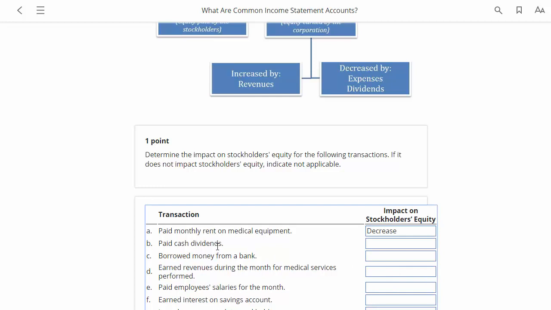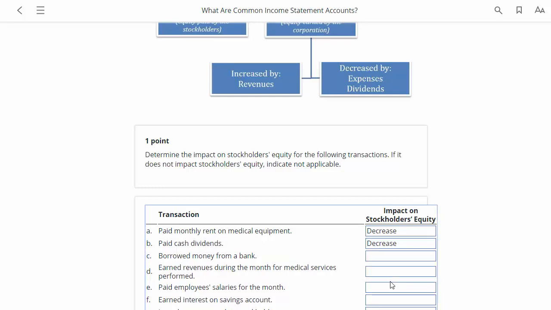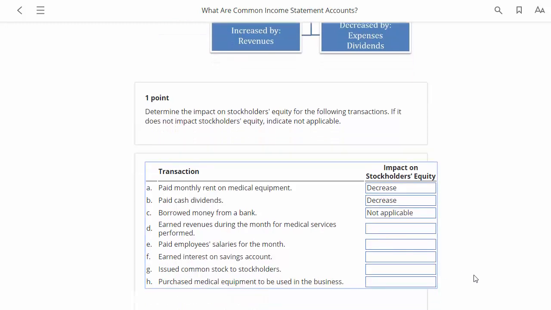If we paid cash dividends, that also is a direct reduction of stockholders' equity. That will decrease the cash dividend. Now, we're assuming we're declaring the dividend and paying it at the same time. If we borrow money from a bank, that should have no impact. None whatsoever.